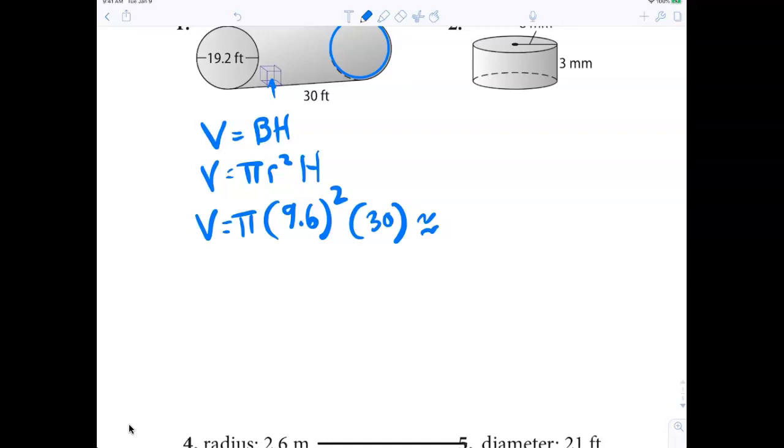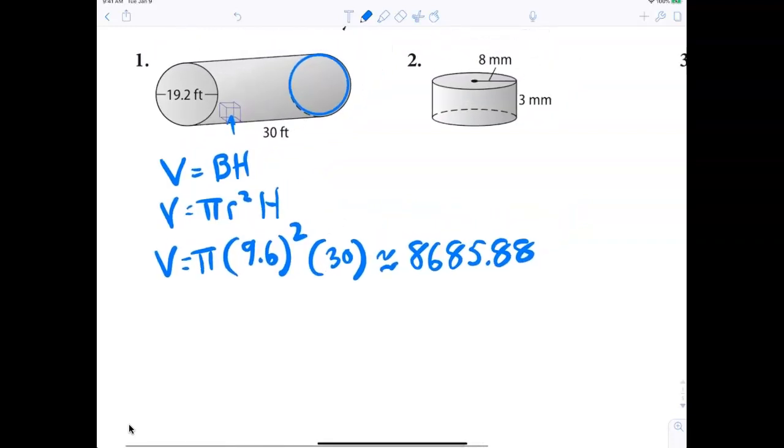I got 8,685.88. Anybody else get that? And then we would measure the units with what? Feet cubed. Now again, you can't not do that in practice. Get your calculator out and do it.